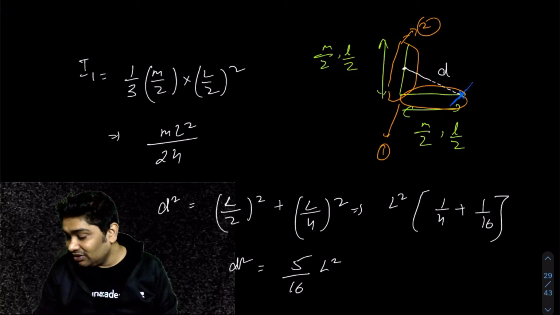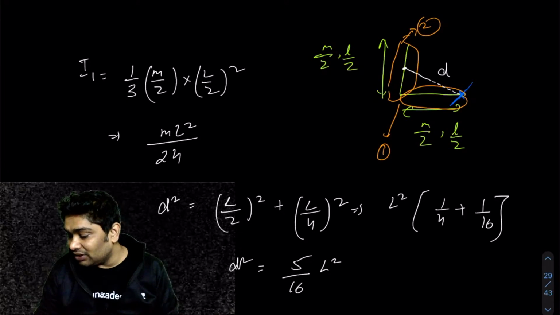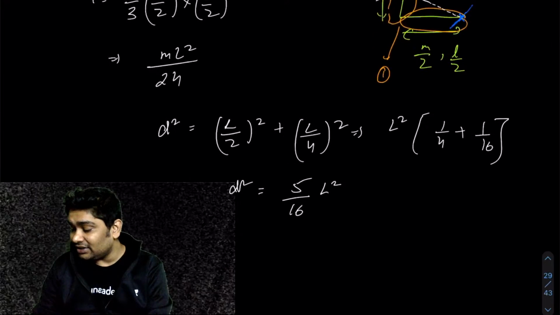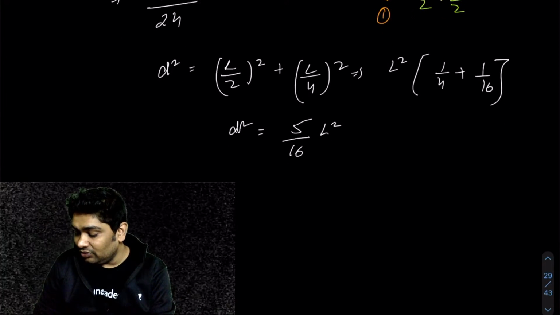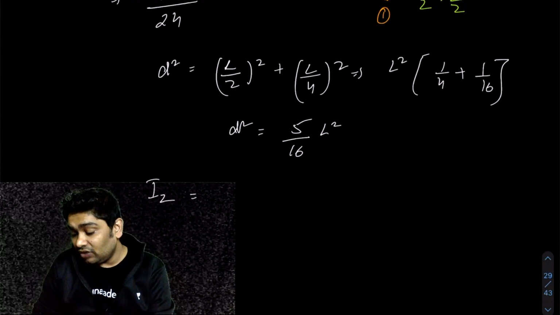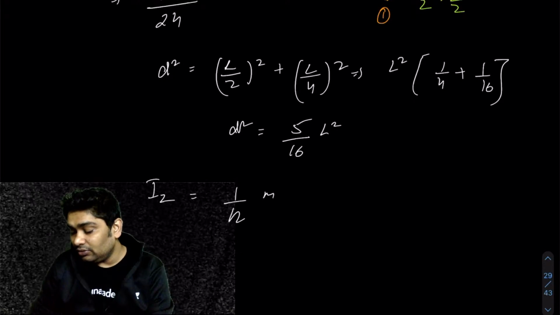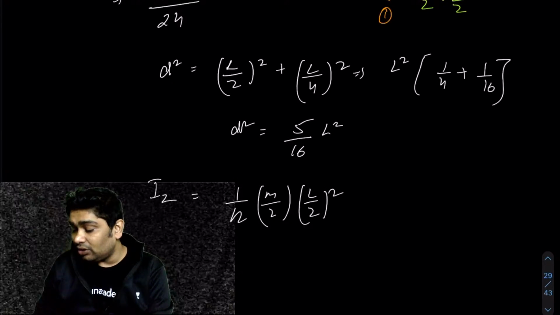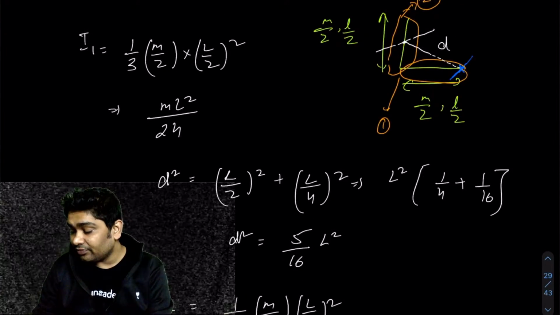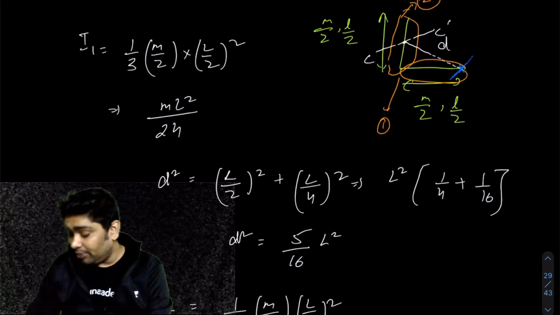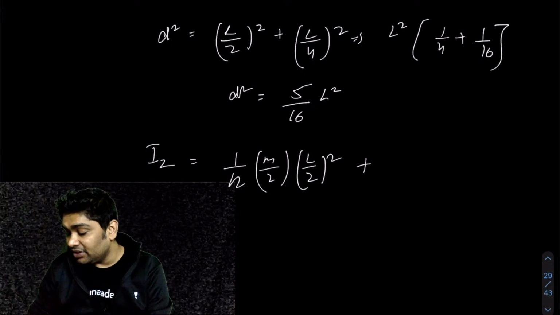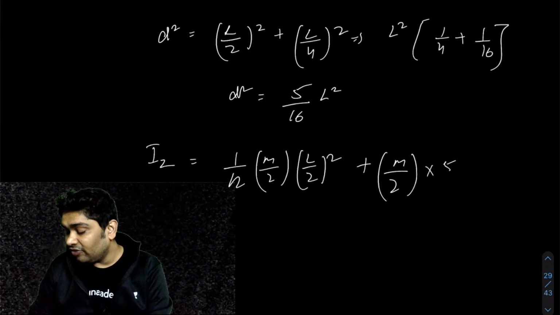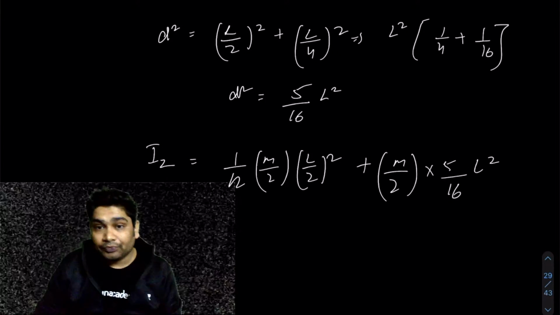Okay, so I got d square. Now I know what I2 is about this axis. So about this axis, I2 would be equal to 1/12 into m/2 into (L/2) whole square, which is the I about the CM axis, plus m d square, where m is m/2, and d square is 5/16 L square.